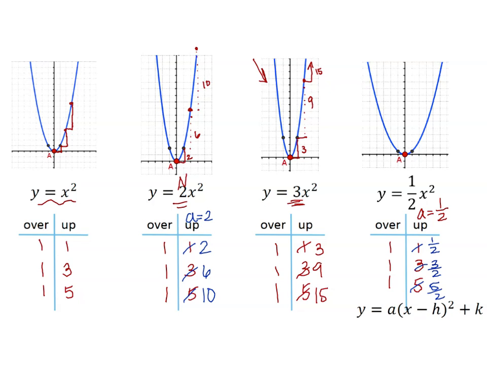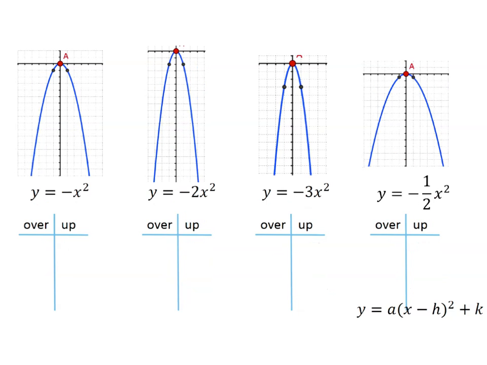So let's see how it looks on the graph. That means I'm going to go over 1 and up 1/2, over 1 and up 1.5, over 1, up 2.5. And that's exactly what we see on the graph. So what we're doing here is we're using patterns to graph parabolas.